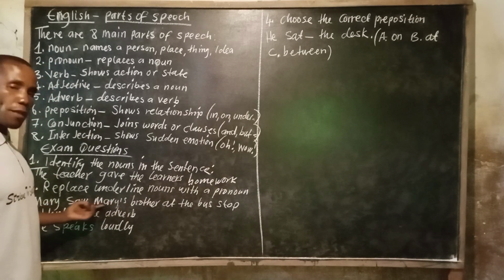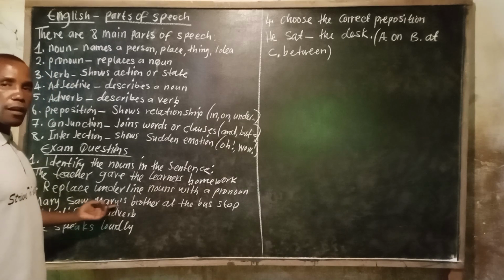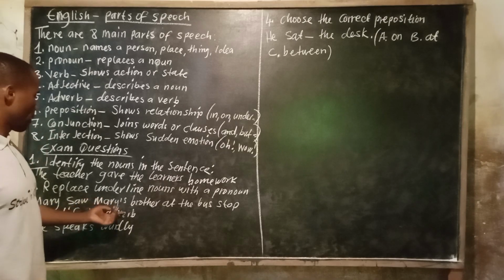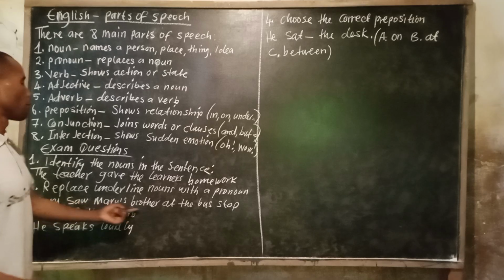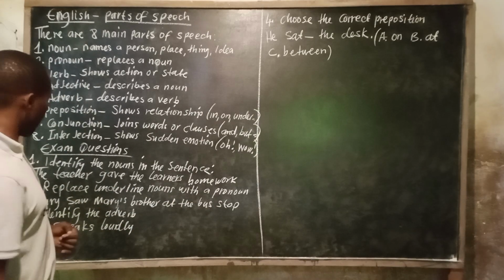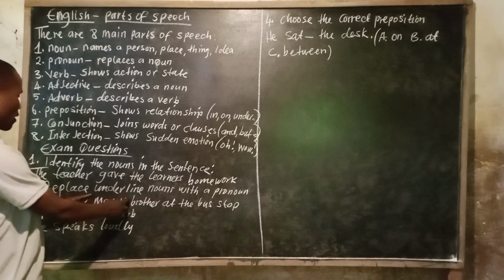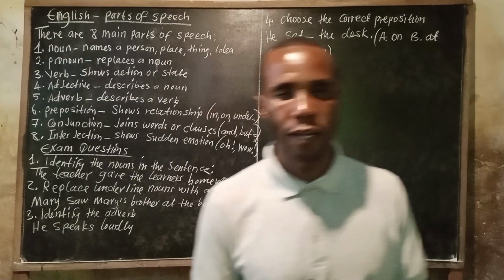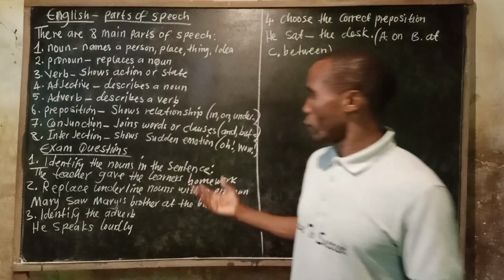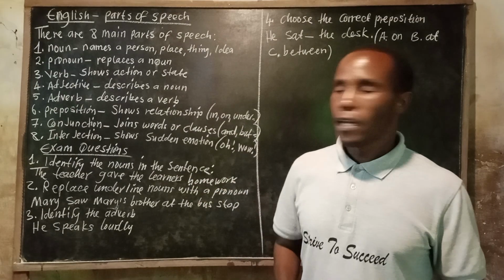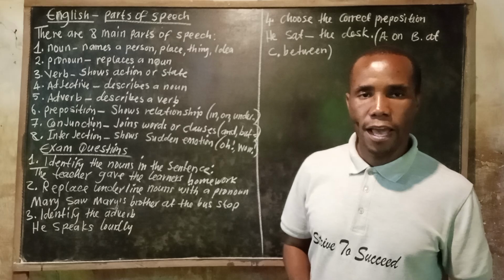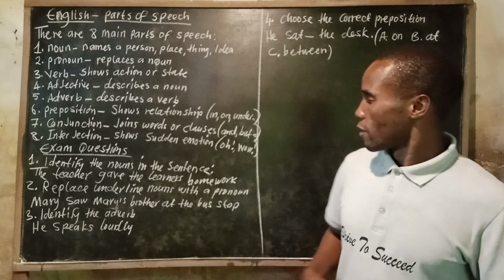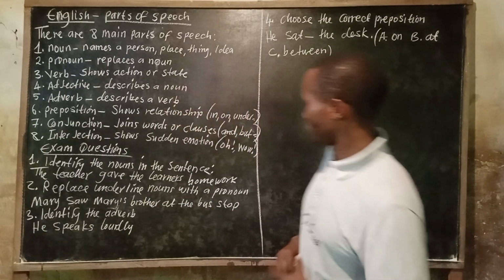This Mary, which is the name, you just replace it. So her, H-E-R, her. Mary saw her brother at the bus stop. We are using her because Mary is a girl, a female. If we were talking about John, it would be his brother. So we've answered that question.